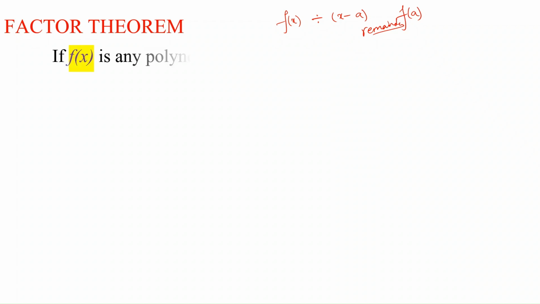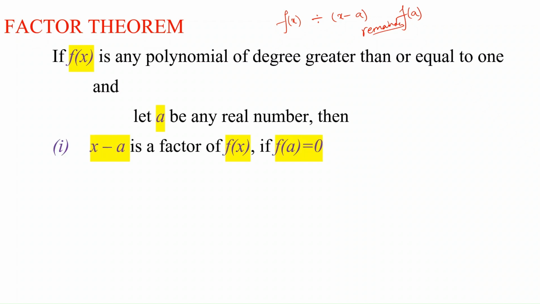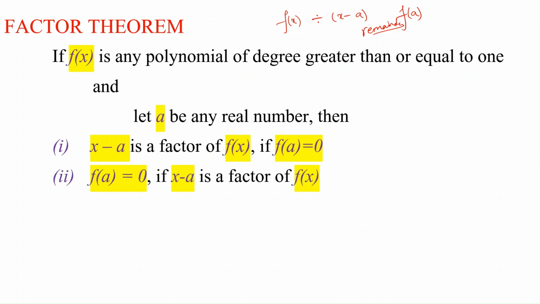The statement is if f of x is any polynomial of degree greater than or equal to 1 and a be any real number, then x minus a is a factor of f of x if f of a is equal to 0, or f of a is equal to 0 if x minus a is a factor of f of x. This is related to division of algebraic expressions.